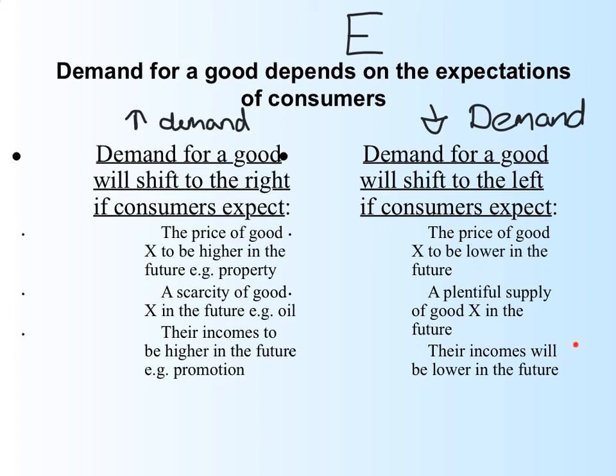A good example there would be if they think they're going to lose their job. If they think, for example, normally in January their incomes are a bit lower, so they might spend less in December, or they spend less in January because they know that they have to wait for a couple of weeks to get paid. Okay, so that's expectations and how it affects demand.